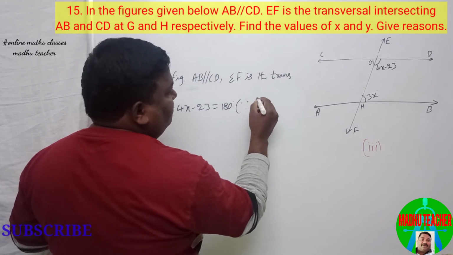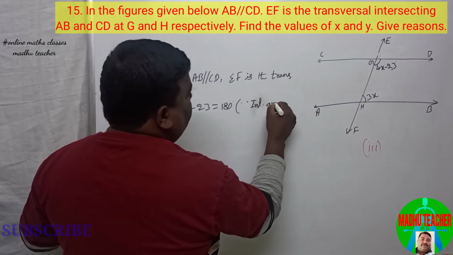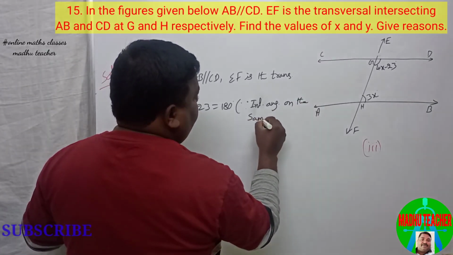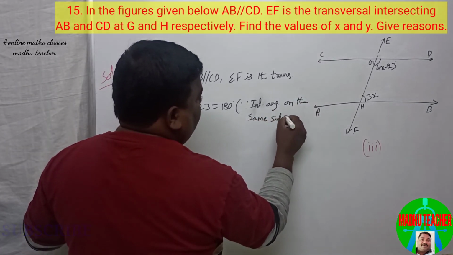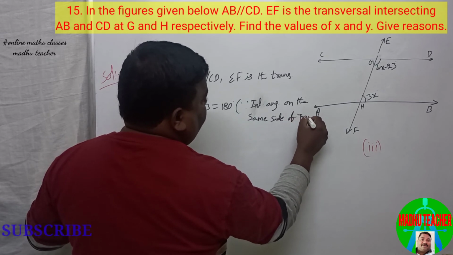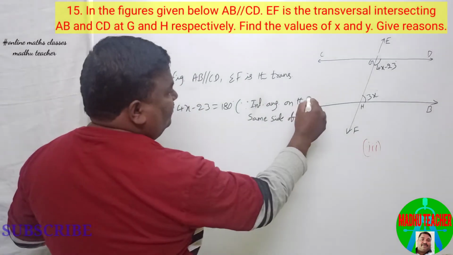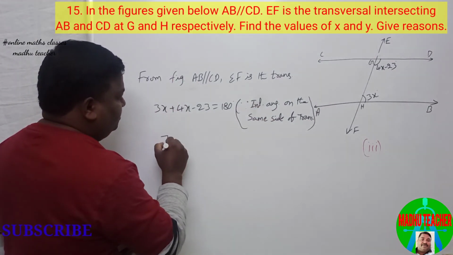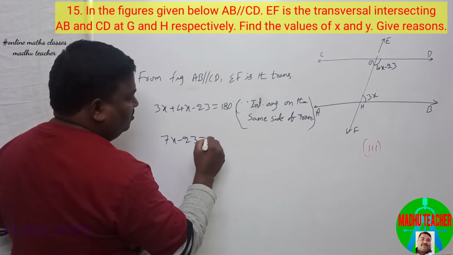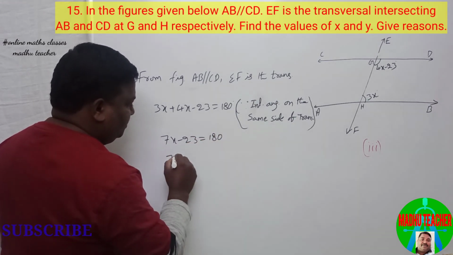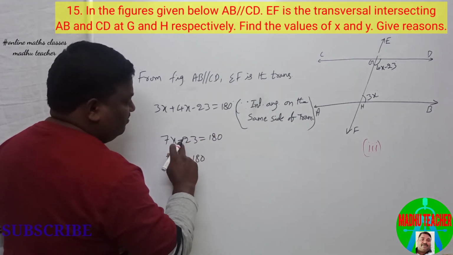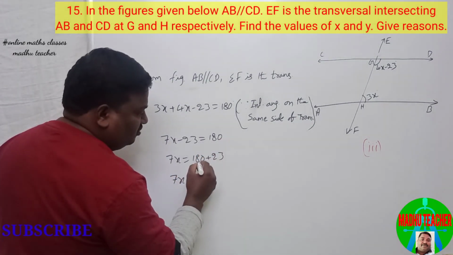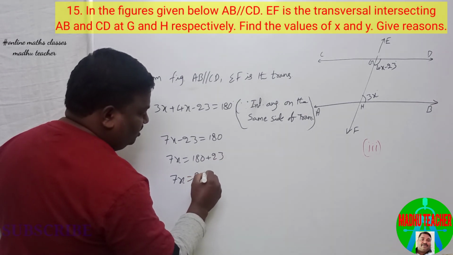Since interior angles on the same side of the transversal. So 3x plus 4x is 7x minus 23 equal to 180. 7x equal to 180, minus 23 will become plus 23. 7x equal to 180 plus 23, 203.